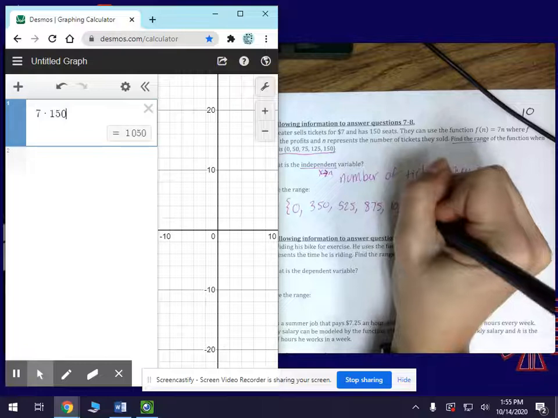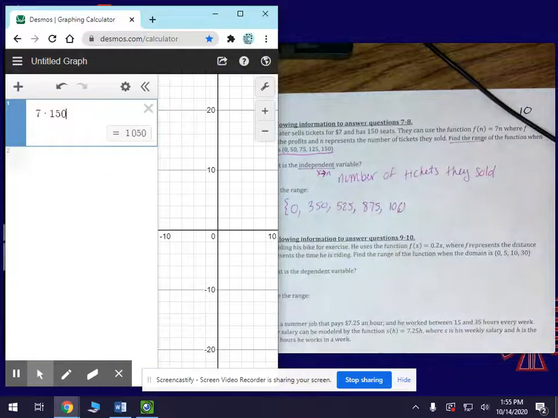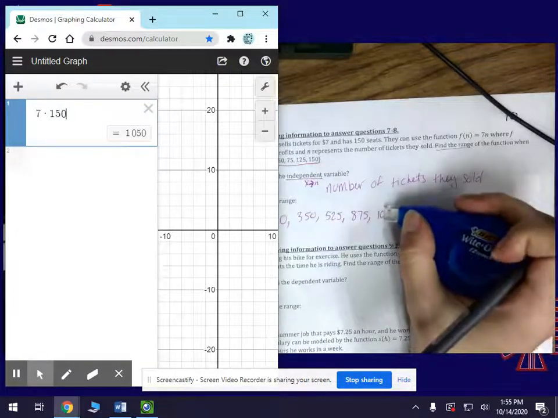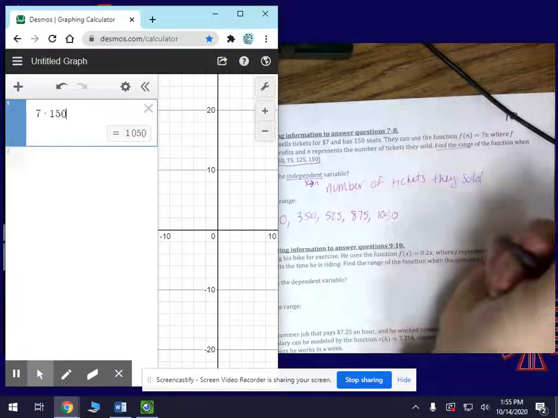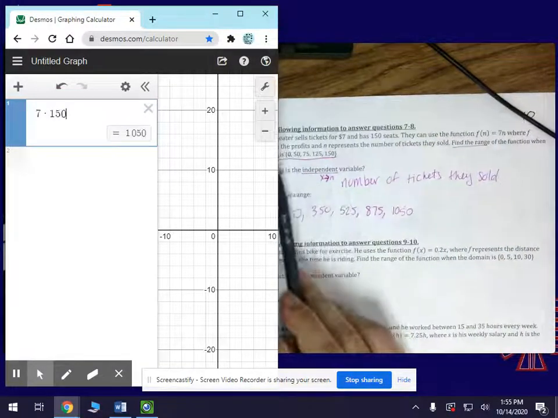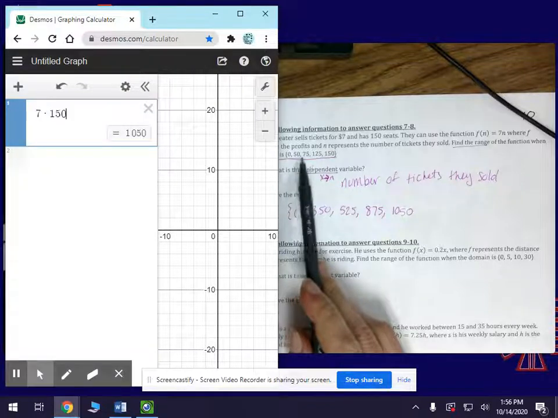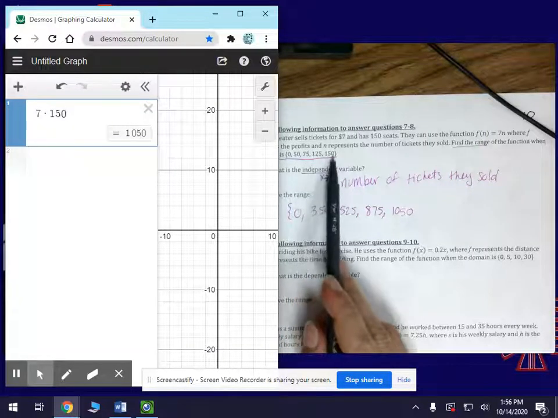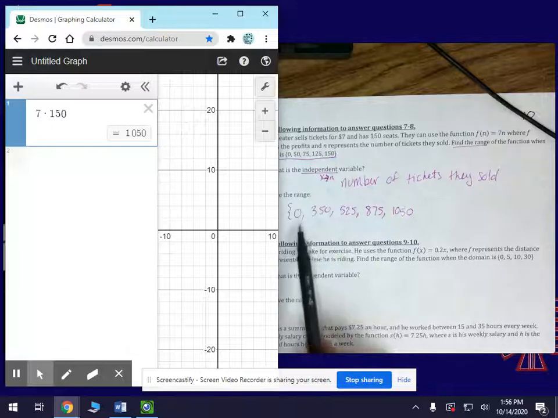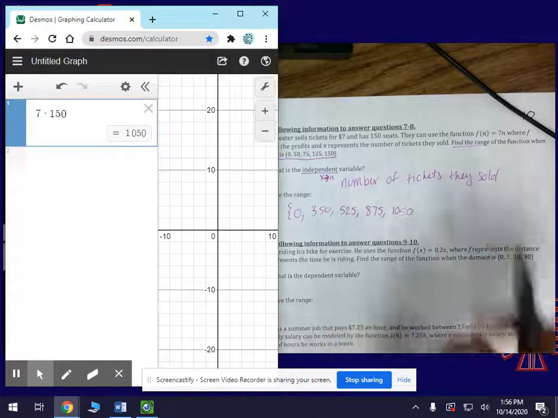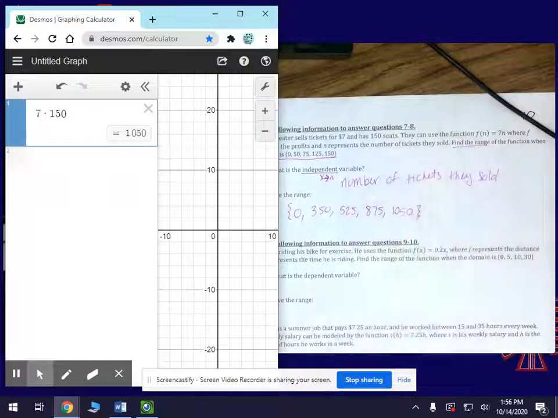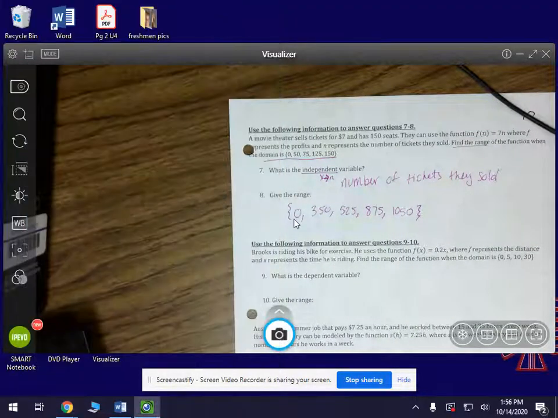And I get, oops, my bad, 1,050. Now you're going to want to count. 1, 2, 3, 4, 5 numbers in the domain. 1, 2, 3, 4, 5 numbers in the range. So end your bracket and you're good. That's all you have to do. That's now your range. And you're done.